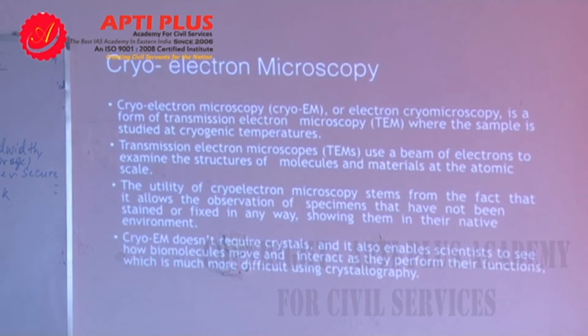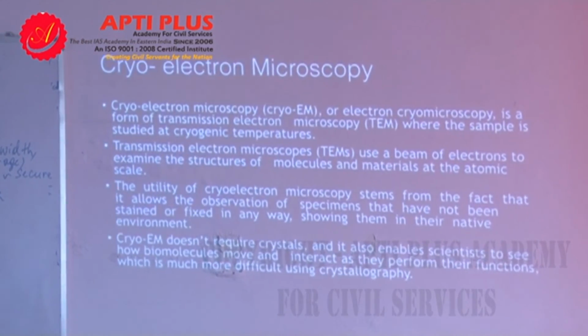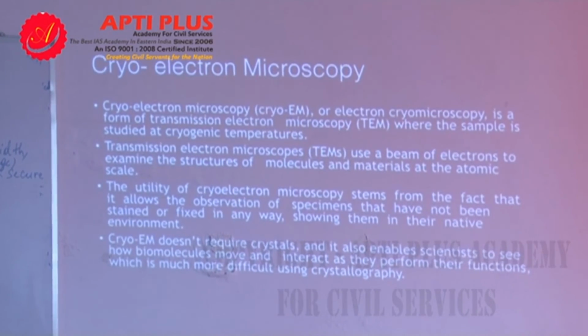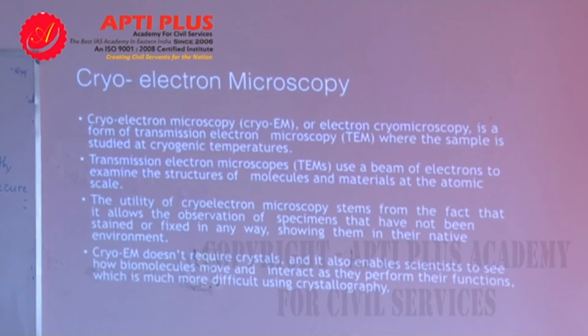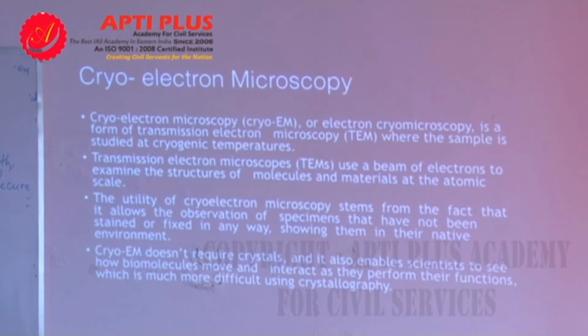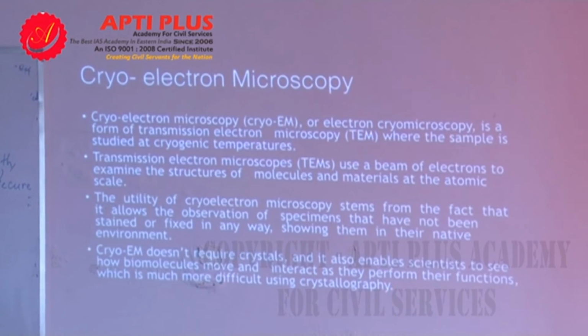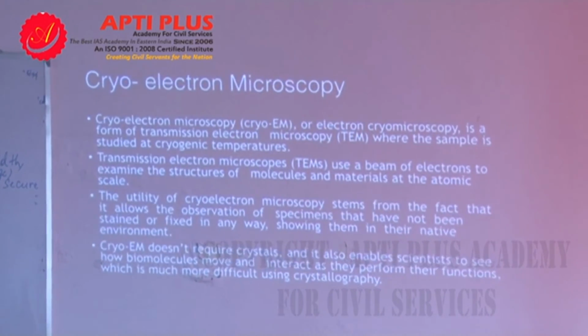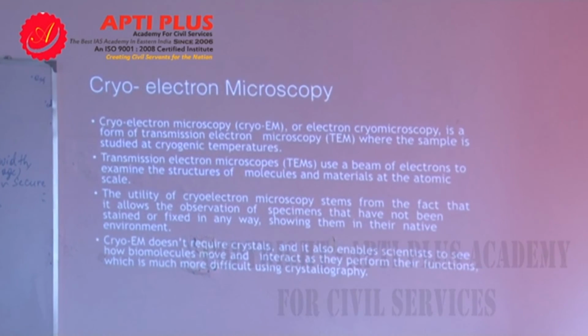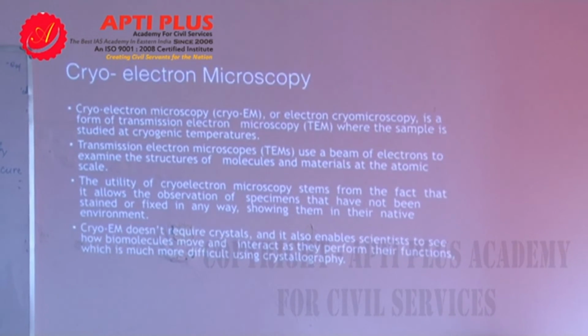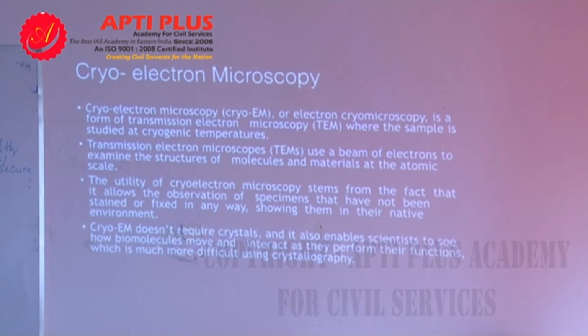And how do you fix the sample? By adding some kind of solution, chemicals. Sometimes we do staining, and then we see it under the microscope. Now, an electron microscope can show the detailed structure of a cell. Now, what is a cryo-electron microscope? Cryo means extremely low temperature, below 0 degrees Celsius, a frozen sample.